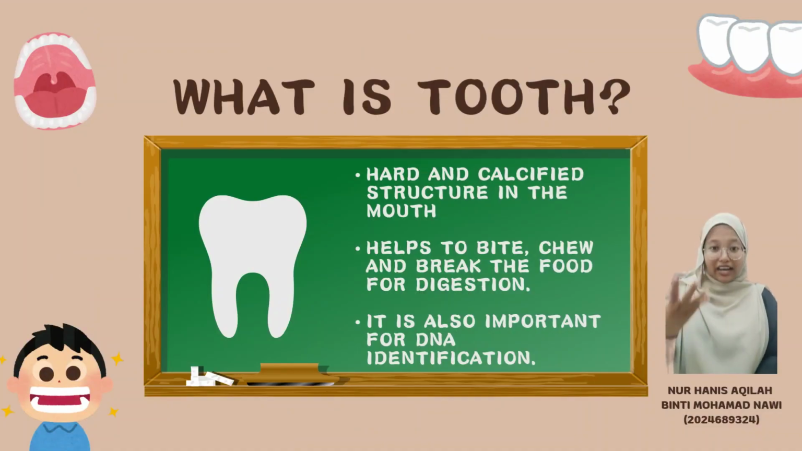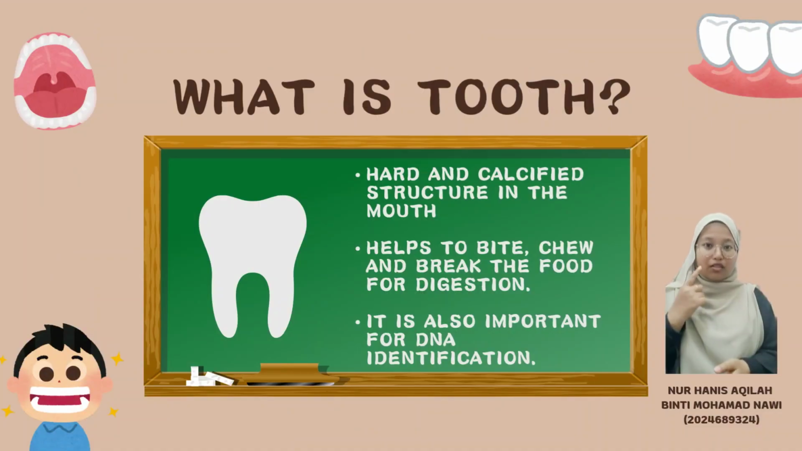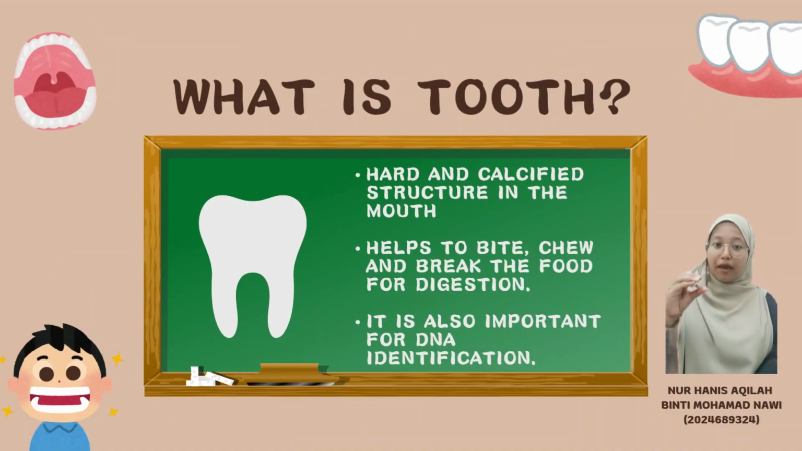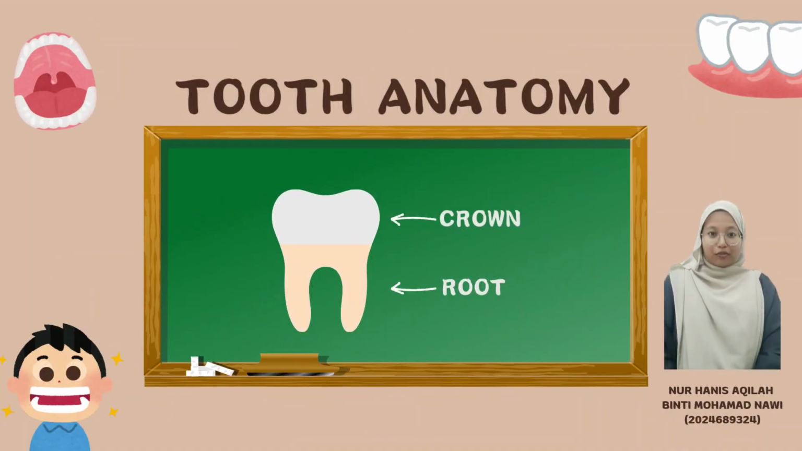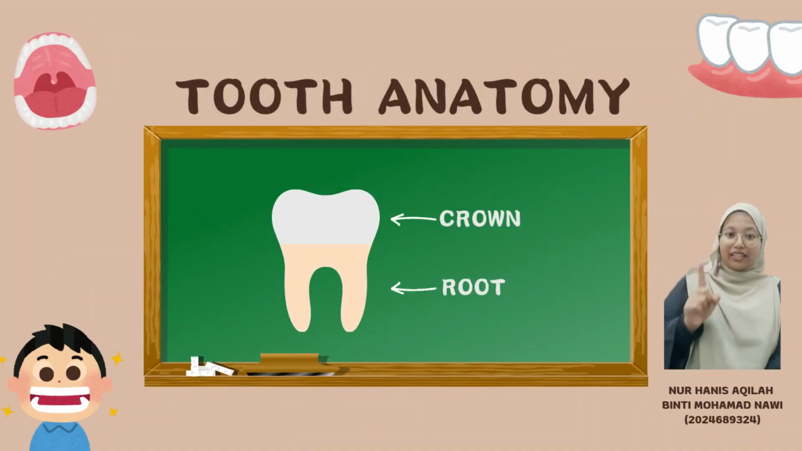So, what is tooth? Tooth is a hard and calcified structure in the mouth that helps to bite, chew and break the food. It is also important for DNA identification. Let's look at the tooth anatomy. Tooth consists of crown and root.